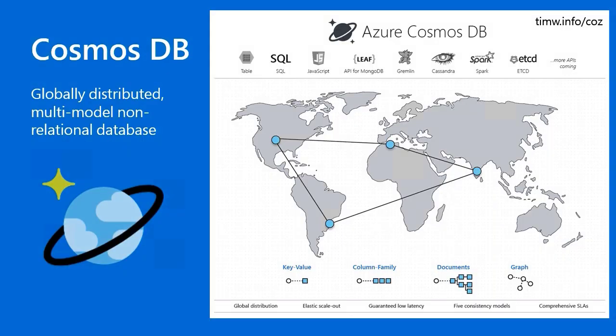This product was originally called Document DB. It's a globally distributed multi-model non-relational database, whereas Azure SQL Database and Synapse Analytics are both strongly in the relational data model. Cosmos serves the need for application developers who need a NoSQL or non-relational data store. And some benefits here is that you've got turnkey global distribution, as you can see on the picture on the right-hand side of this slide.